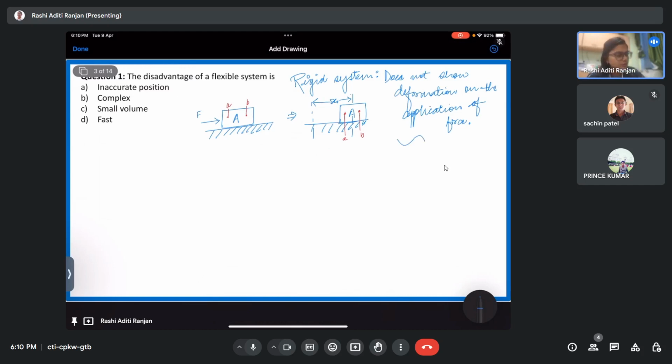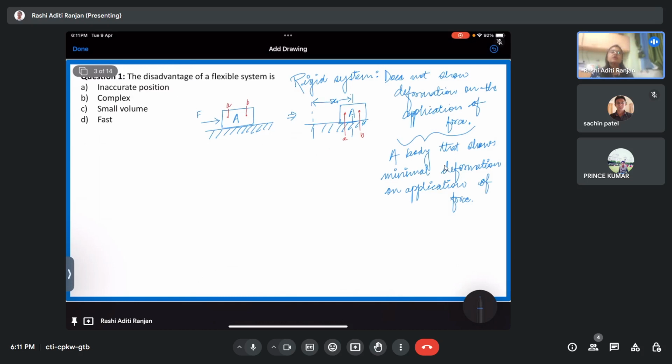So we'll just conclude that a body that shows minimal deformation on application of force would be my rigid system.